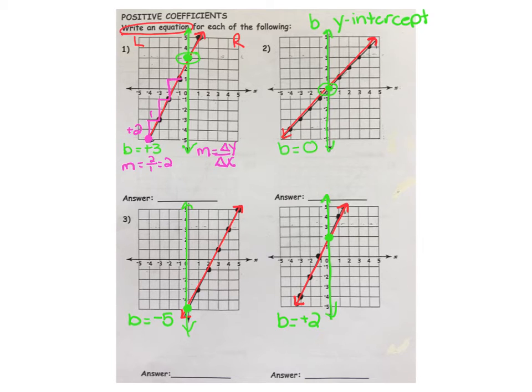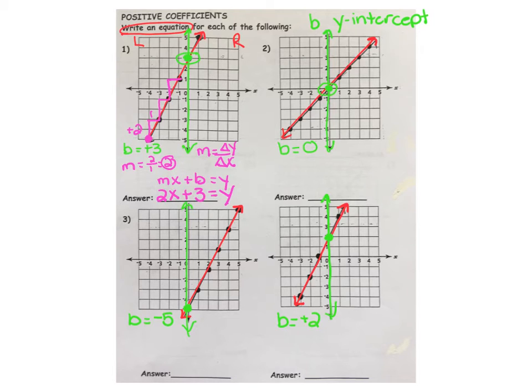Now we have enough information to write the equation. Remember, it's mx, slope times x, plus or minus b equals y. So what do we get? Well, 2 is our slope. 2 times x plus an intercept of 3 equals y.